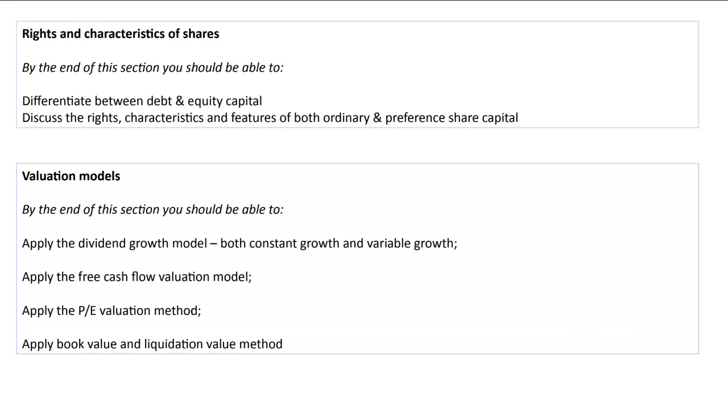You've got the rights and characteristics of shares, which is those first two learning objectives. And then the four learning objectives that fall under valuation models are split into the dividend growth, free cash flow, PE valuation, and then book value and liquidation value, which have been put together. Okay, so that's what we're going to have a look at.